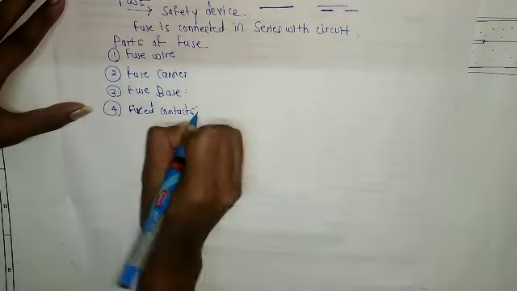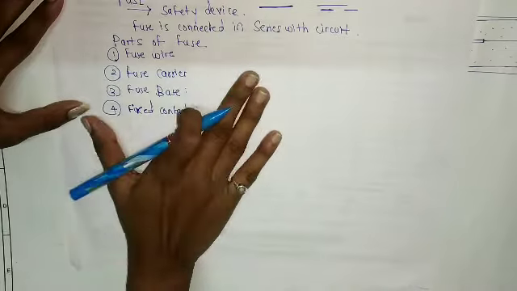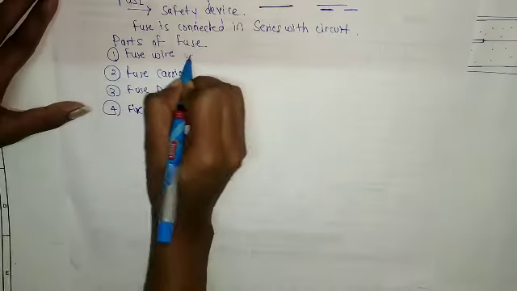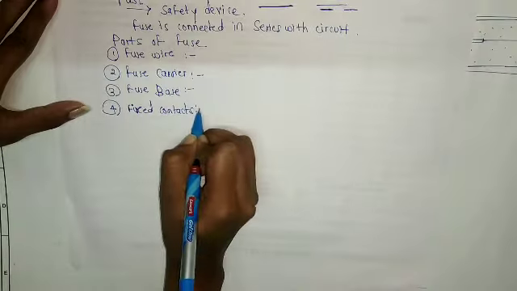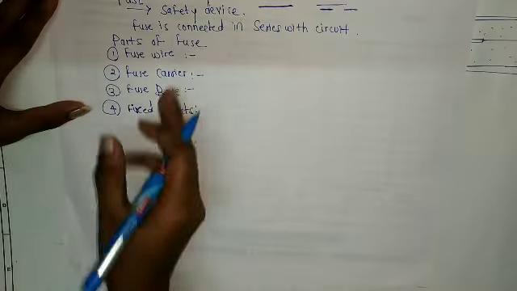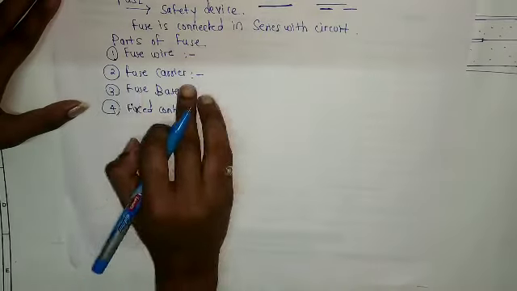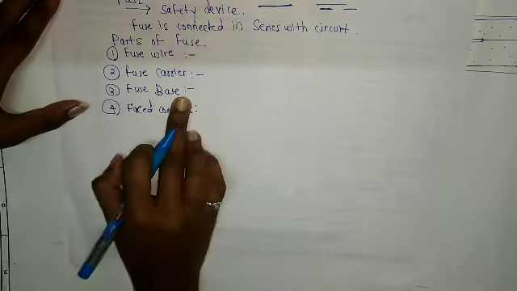So these four are the main parts of the fuse. So we will see one by one. If they ask you to explain different parts of fuse, then you have to write this. What are the main parts? Fuse wire, fuse carrier, fuse base and fixed contacts.